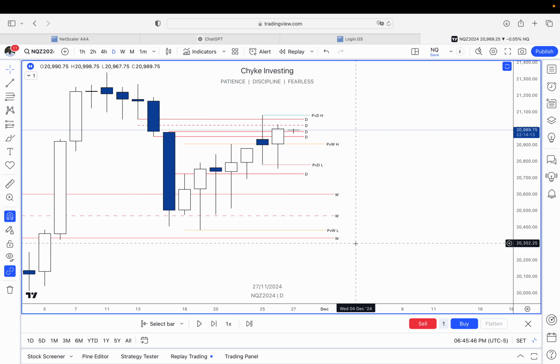All right, so let's get into it. Now, starting off, I'll get into what the 22 model is, if you don't know what it is. We'll get into that a little later in the video, but I want you to focus on a few things first. So let's start with the daily time frame.